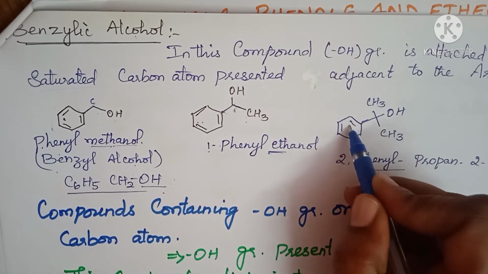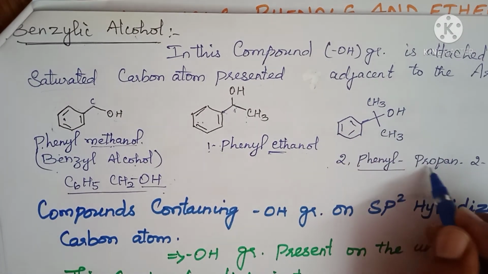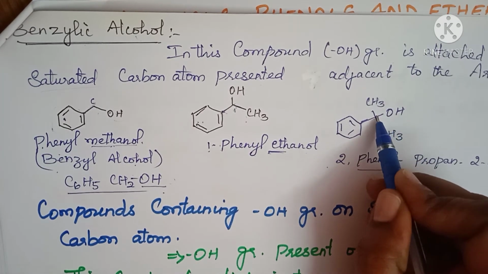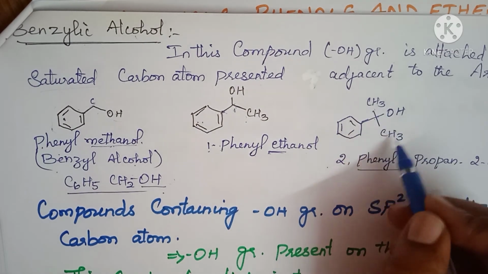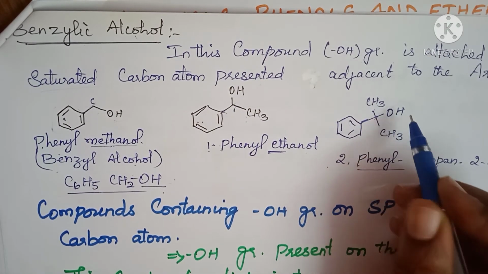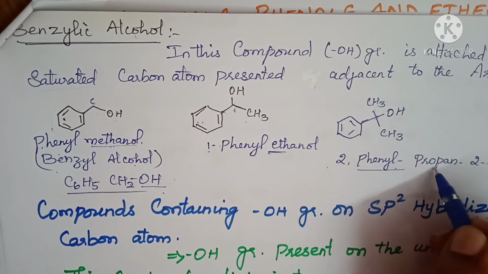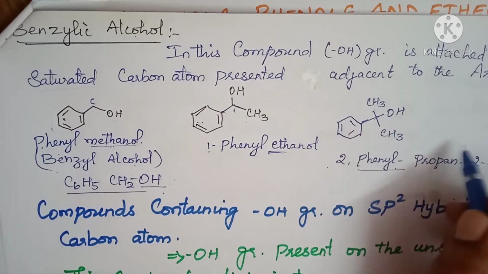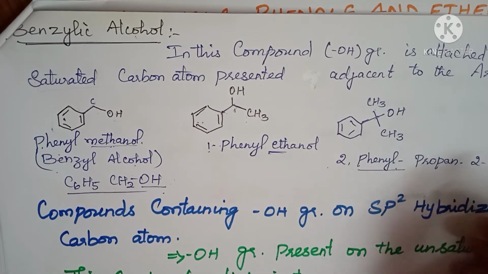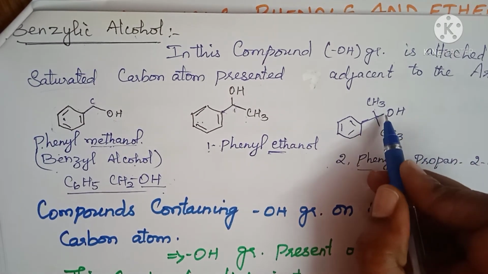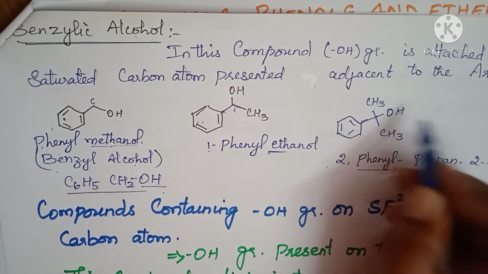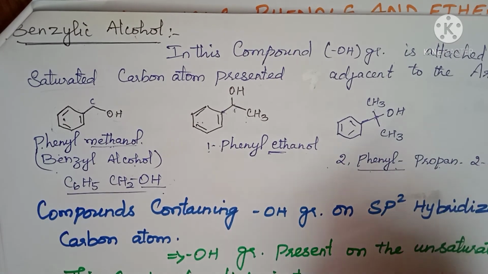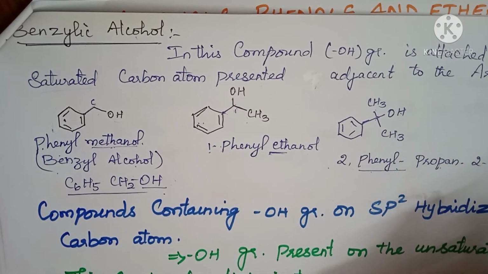Okay, next one. Here a phenyl group is there. The phenyl group is attached, how many carbons are there? Here 1, 2, 3. Three carbons. Here already 2 carbons, and at that point there is 1 carbon. So 2-phenyl propan-2-ol. Here propane has only 3 carbons. No, there is no double bond. So 2-phenyl. Here this is the second carbon. So 2-phenyl propan-2-ol. This is the way we can name the benzylic alcohols.